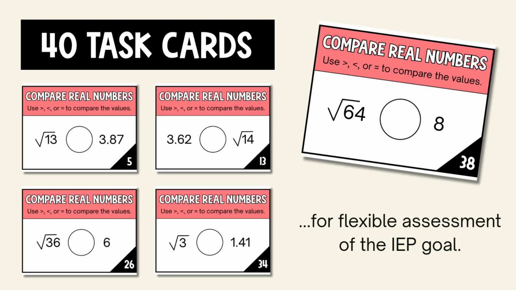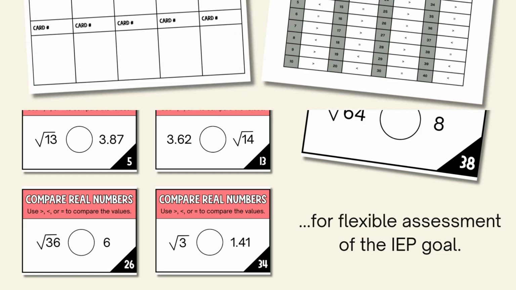You also get an item bank of 40 task cards that are perfectly aligned to the goal. These task cards are all you'll need for baseline assessment and progress monitoring throughout the IEP year. You can also use the task cards for instruction and independent practice.